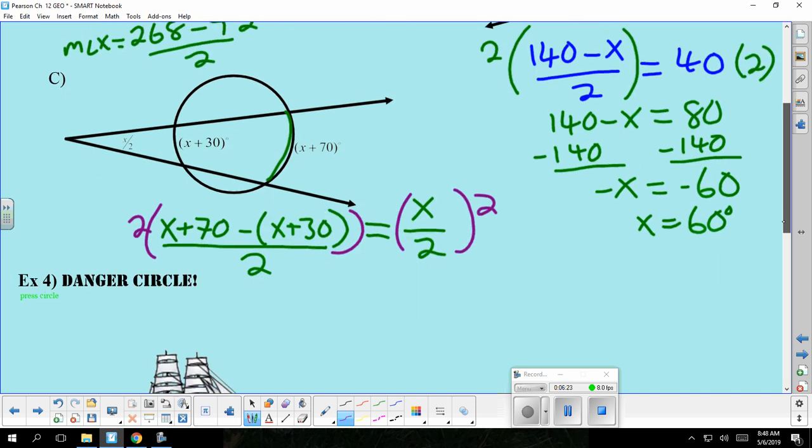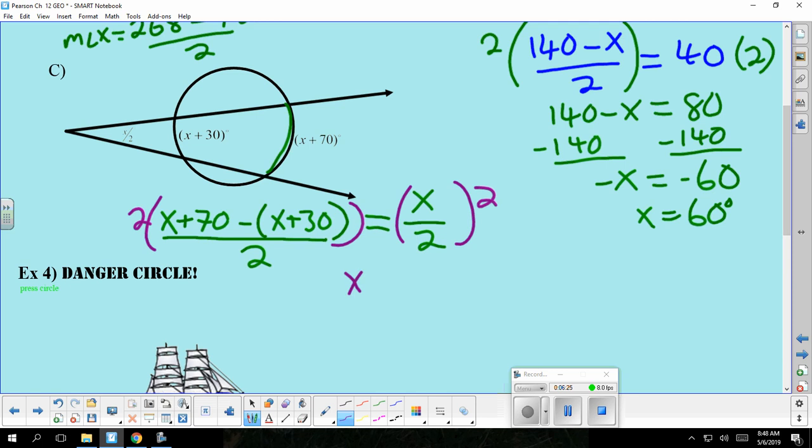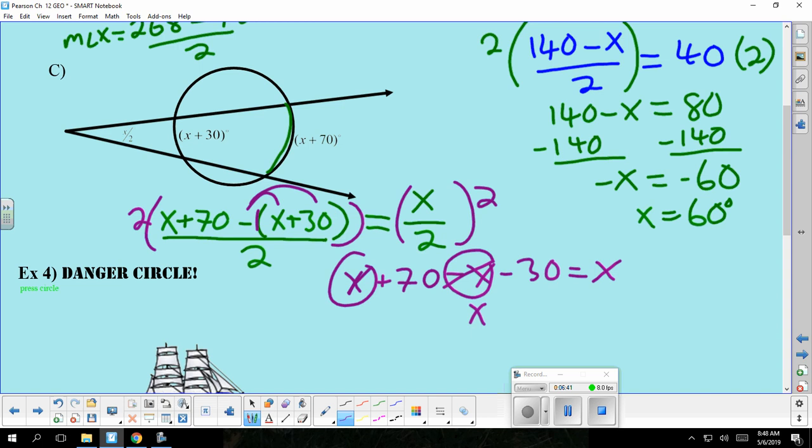So I end up with x plus 70. And I'm going to distribute this negative 1 right now. Minus x minus 30 equals x. And notice those guys will just cancel each other out. So x equals 70 minus 30, 40 degrees, or 40. And let's figure out the measures of each of these.